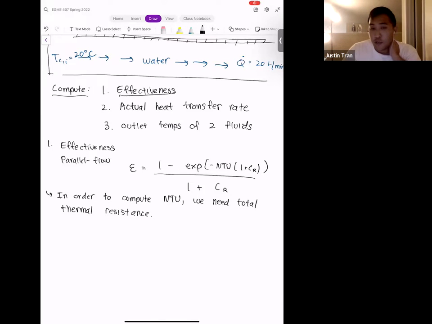And just like we saw in the last example, in order to compute total resistance, we're going to need the convection coefficients of the two flows.